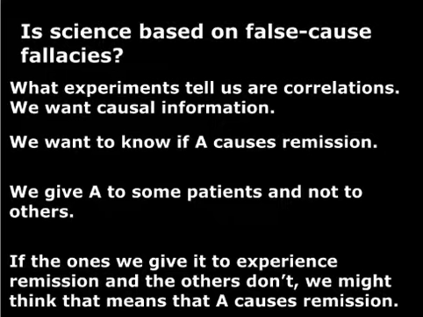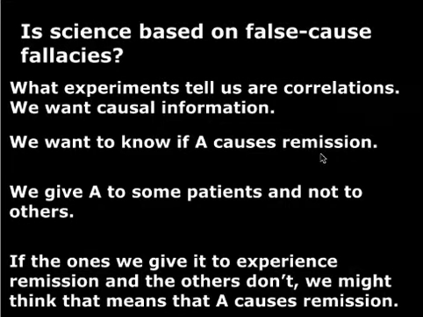Well, when you run an experiment, the primary thing that it tells you is a correlation. Okay, you can't really, for the most part, actually see causation. But what we want is causal information. So even though experiments give us correlational information, what we want out of science is causal information. So for instance, suppose A is a certain kind of compound or a drug, we might want to know if A causes remission in a certain kind of cancer.